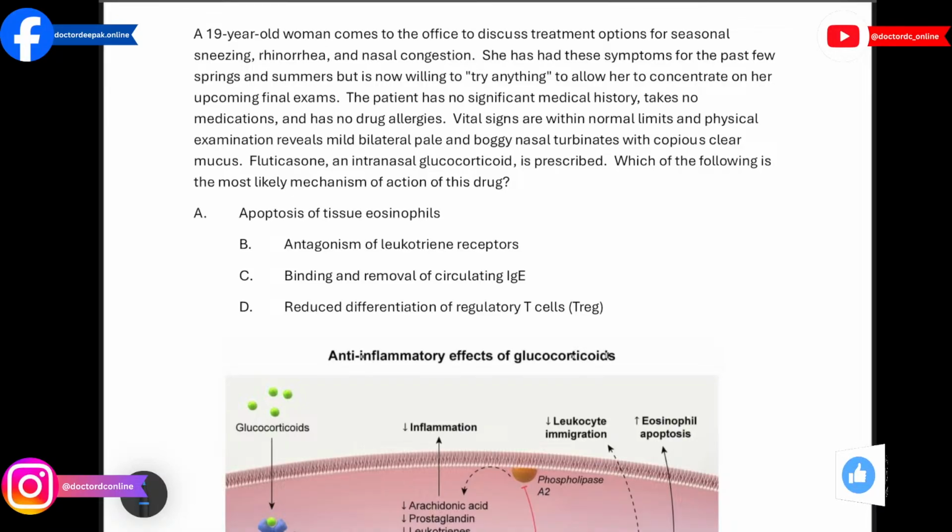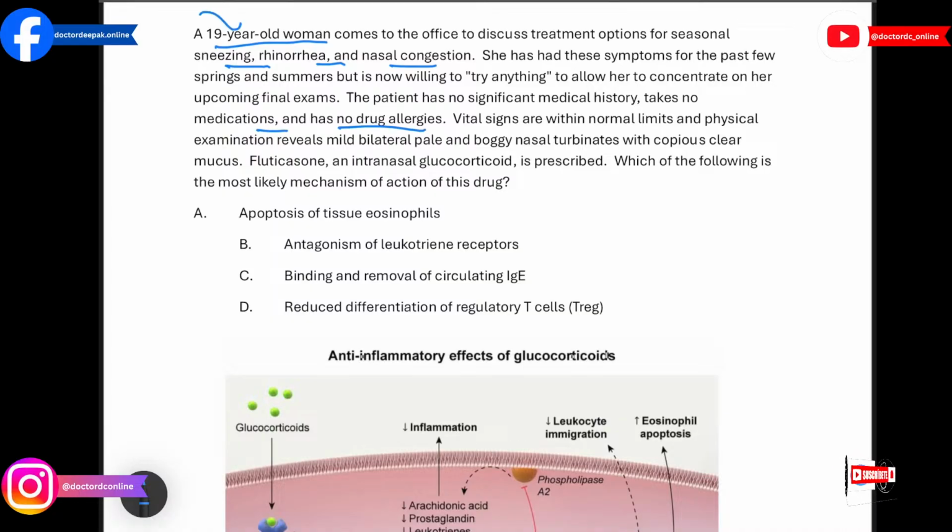Our next question is: a 19-year-old woman comes to the office to discuss treatment options for seasonal sneezing, rhinorrhea, and nasal congestion. She has had these symptoms for the past few springs and summers, but is now willing to try anything to allow her to concentrate on her upcoming final exams. The patient had no significant medical history, takes no medication, and has no drug allergy.